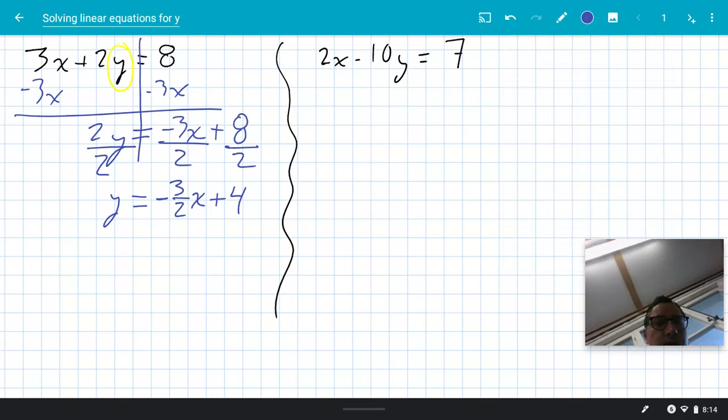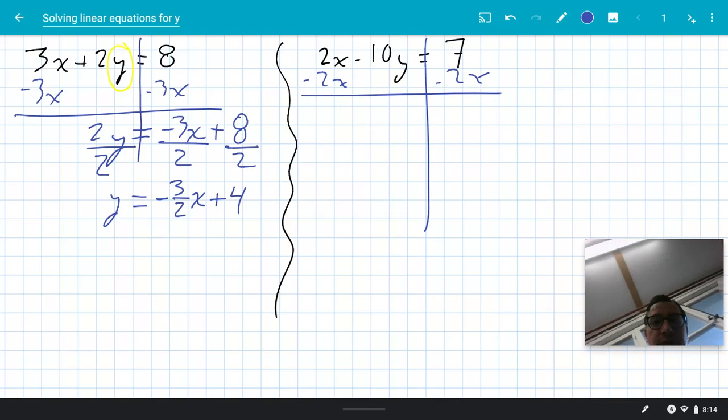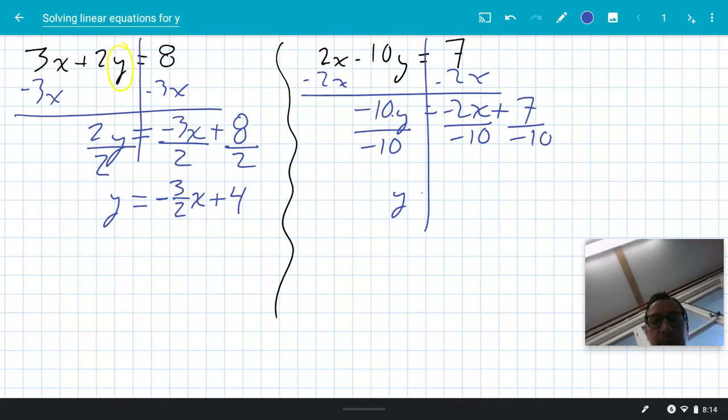Okay, so I hope you tried to solve this for y. We want to get rid of this 2x, so I'm going to subtract 2x from both sides. Cancels out on the left side, and I have negative 10y equals negative 2x plus 7. Right? And then the opposite of times negative 10 is divide by negative 10. I'm going to divide everything by negative 10. We have y equals, negative over negative is a positive. 2 over 10 is 1 over 5.